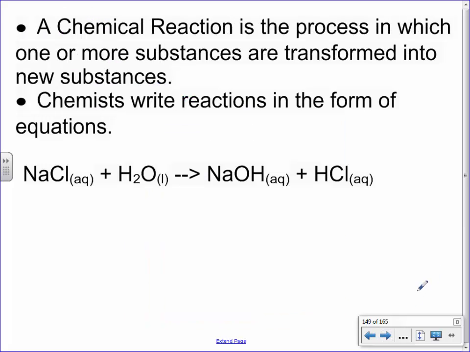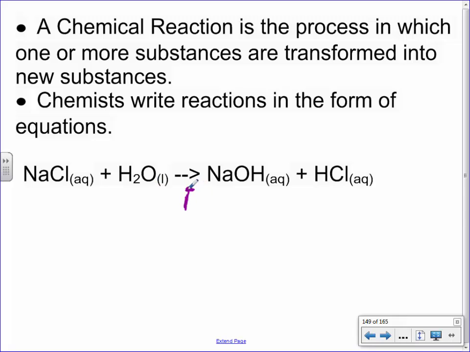And what I need you guys to know is that we often write them in formulas that look like this. Now, this is really the extent of Science 9. We don't go a whole lot further than this, but you need to be able to look at this and be able to tell me what's happening. So there's a lot of information going on here. The first thing I need you guys to be able to do is look for an arrow.